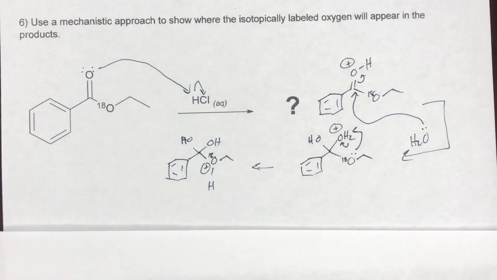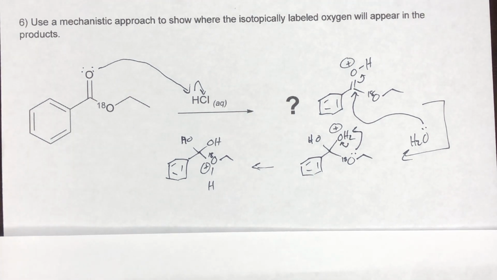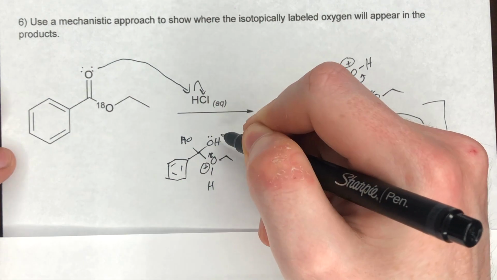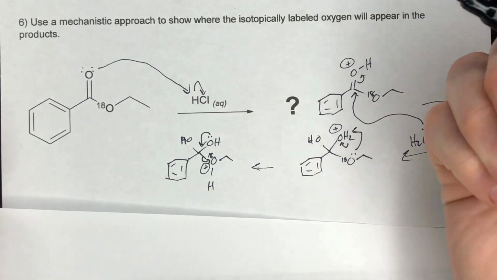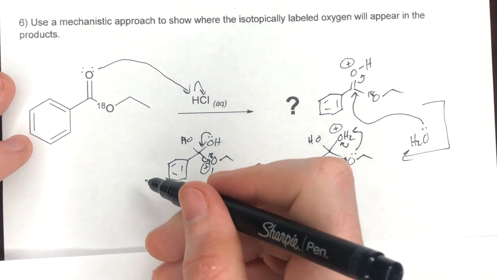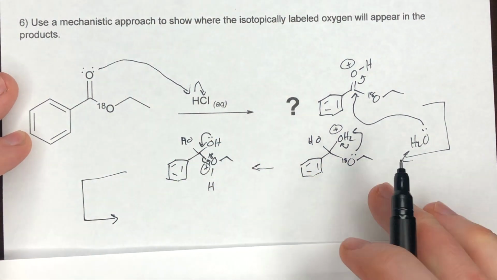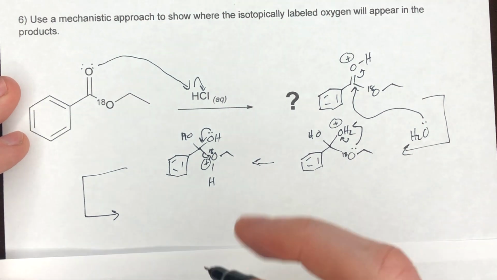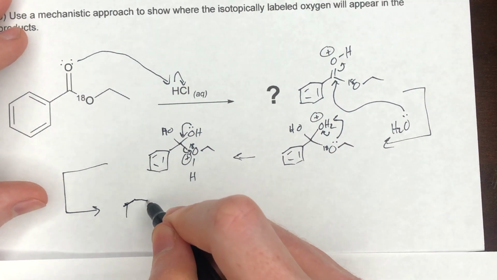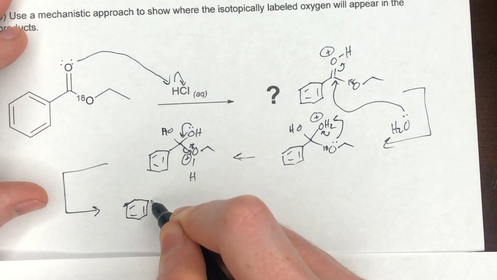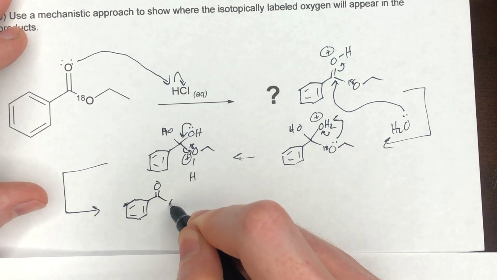So once you get here, now you have this tetrahedral intermediate that will kick out the ethanol group using one of the lone pairs on either of these oxygens. It doesn't matter which one at this point, since those are not isotopically labeled. You couldn't tell them apart. One is going to create the carbonyl and the other is going to be the OH of the carboxylic acid. So again, don't get caught up on that part too much.